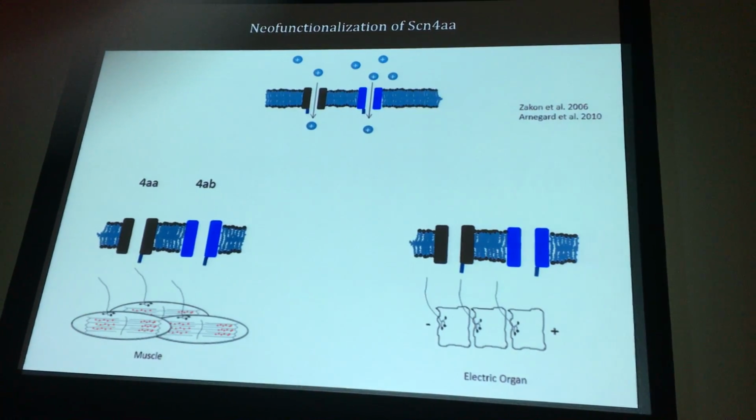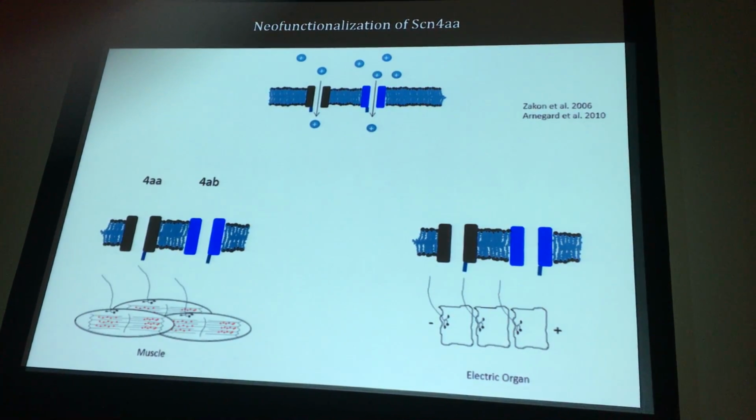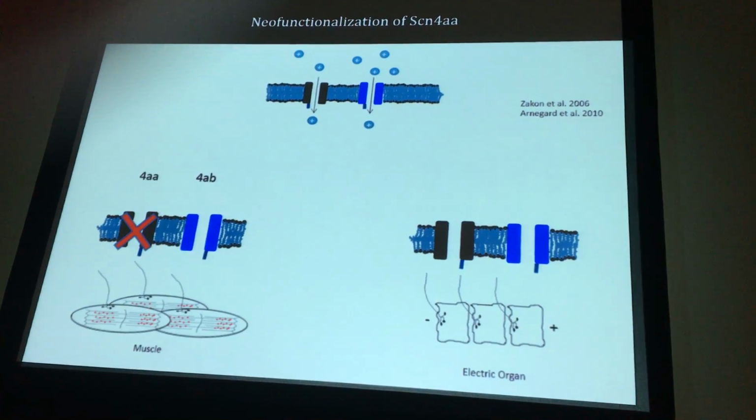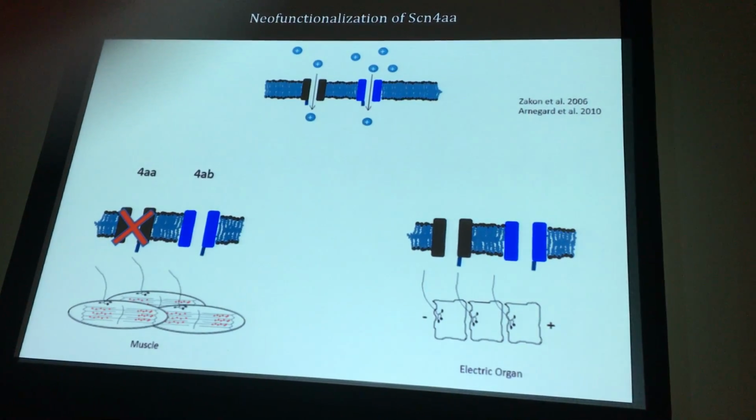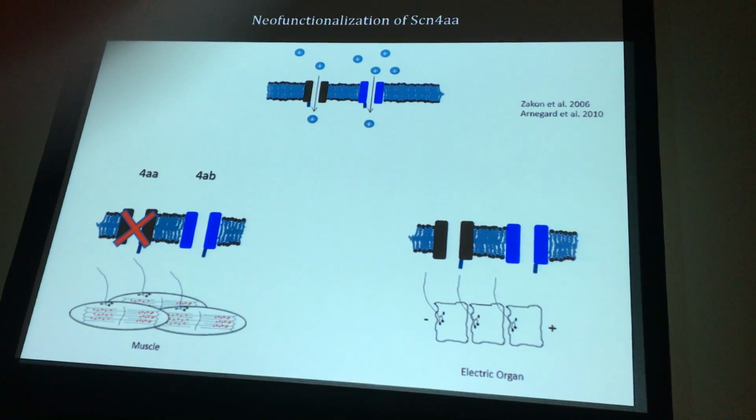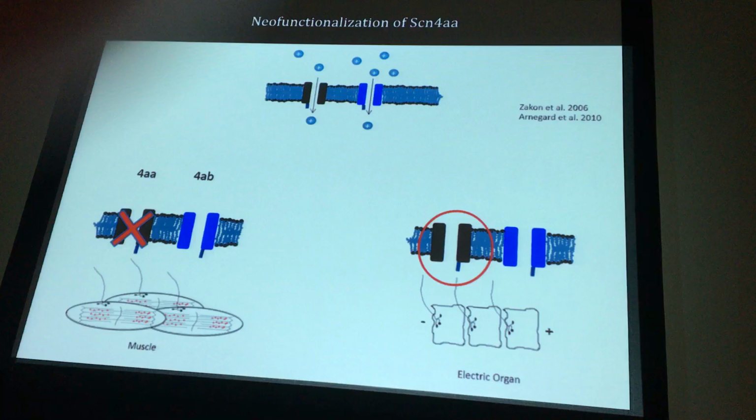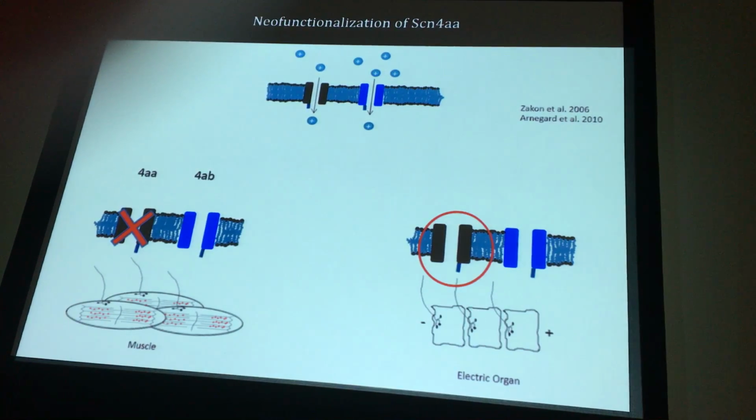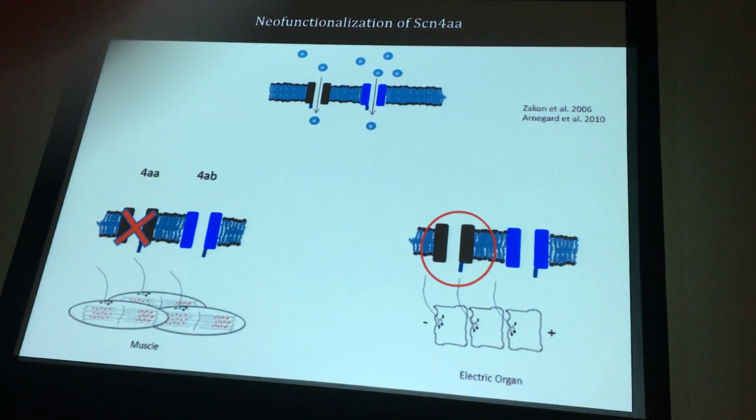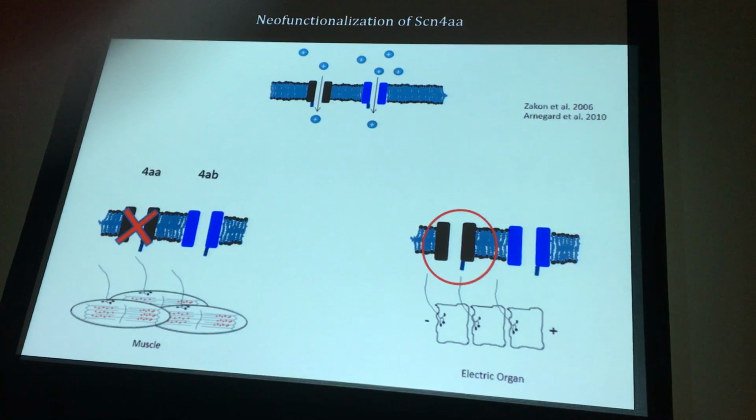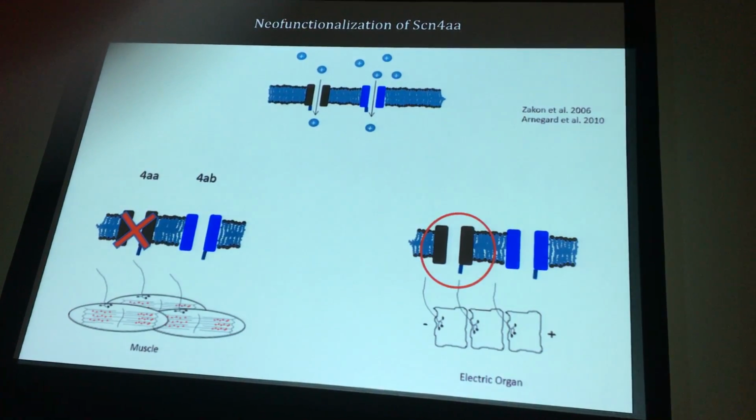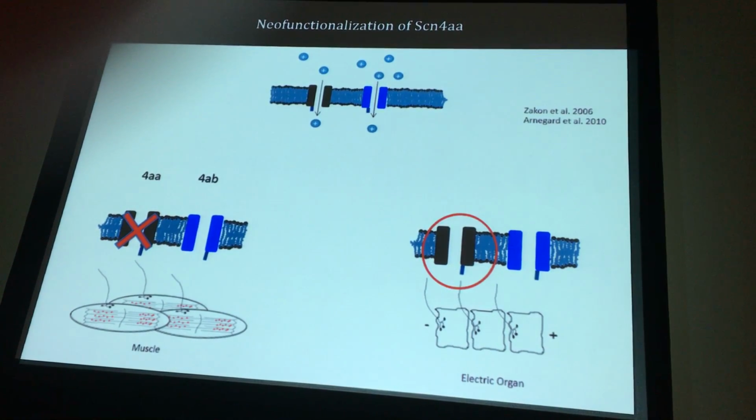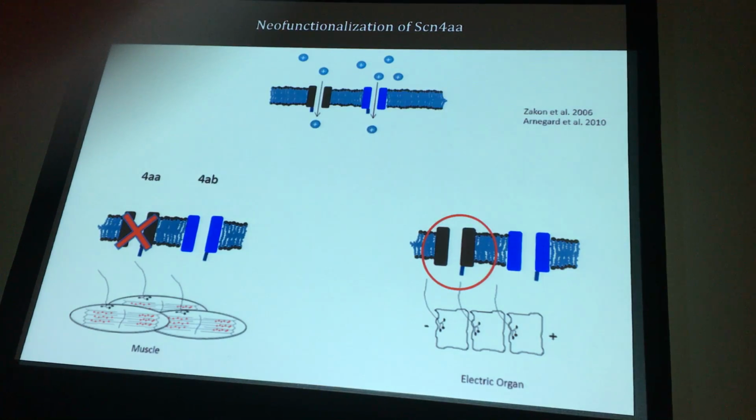Now in the weakly electric gymnotiforms, the type 4aa sodium channel is actually lost from the skeletal muscle and has been compartmentalized in the novel electric organ, where its sequence and electrophysiology indicate that it has gone through neofunctionalization for specific function in this novel organ.